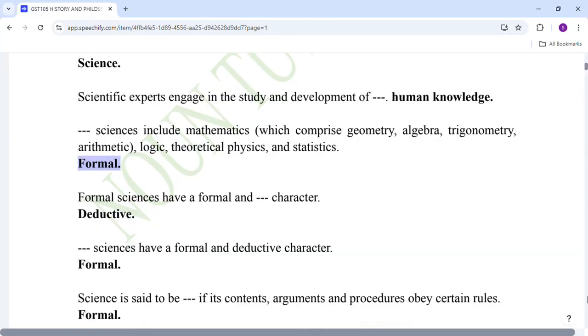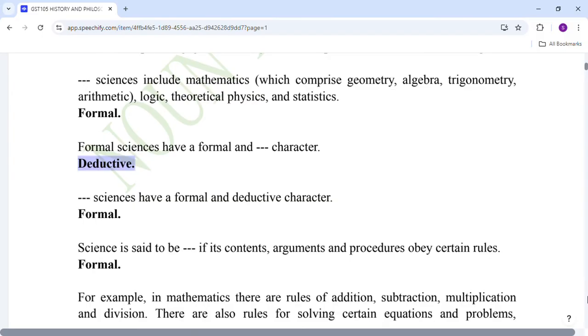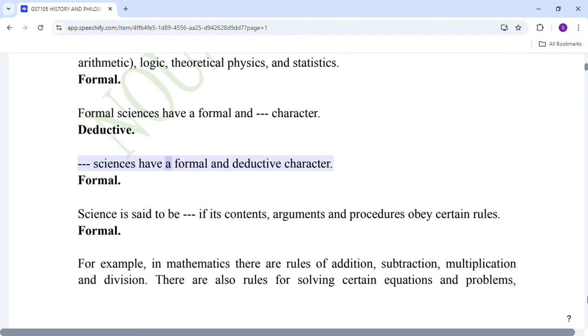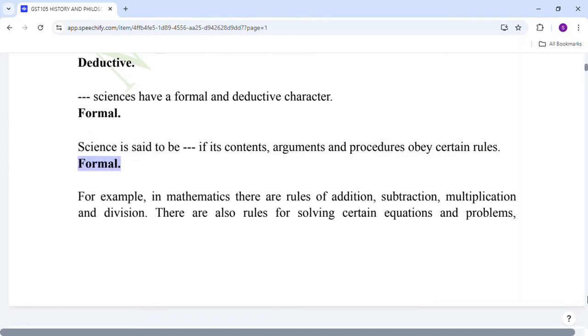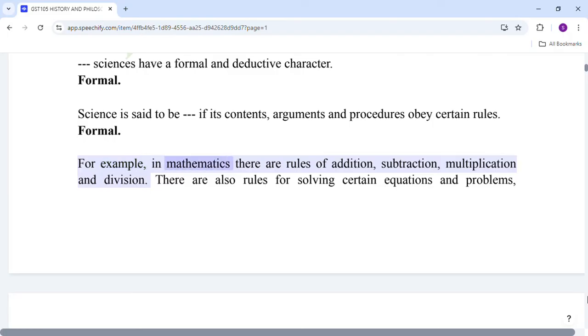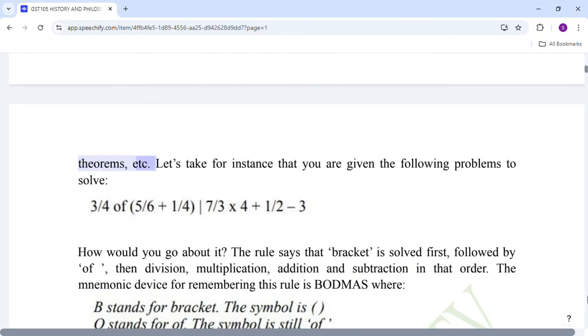Formal sciences have a formal and deductive character. Science is said to be formal if its contents, arguments, and procedures obey certain rules. For example, in mathematics there are rules of addition, subtraction, multiplication, and division. There are also rules for solving certain equations and problems, theorems, etc.